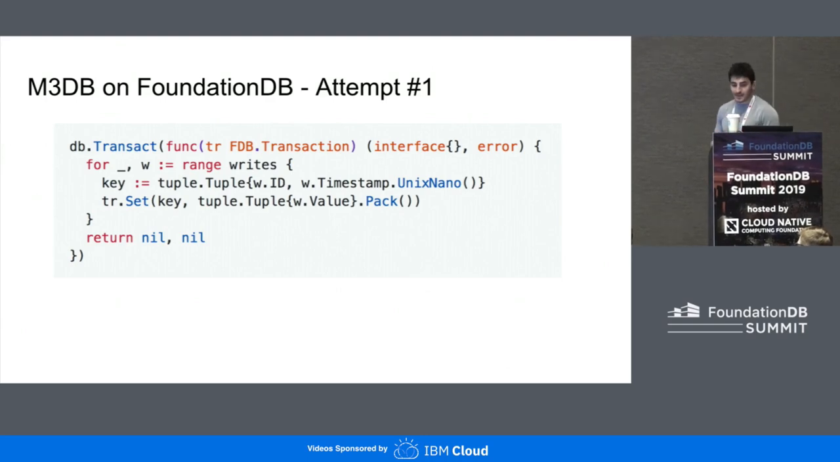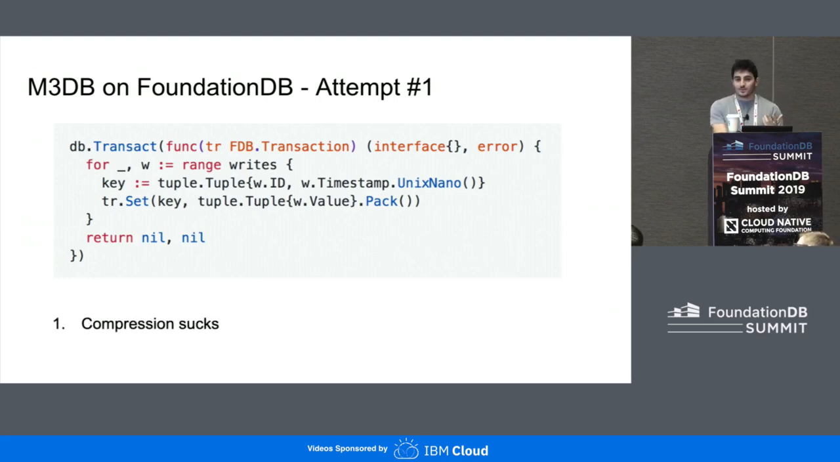So this is my first attempt, which is what the FoundationDB documentation says to do for time series data. Basically, you get a bunch of writes, you batch them up into one transaction, and then your key is the time series ID plus the timestamp to make it unique, and then you pack the float into the value.